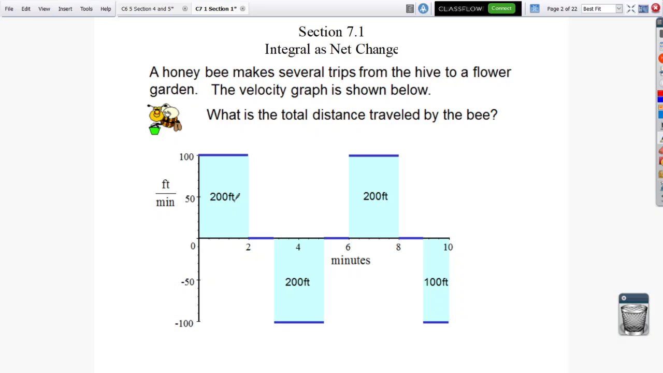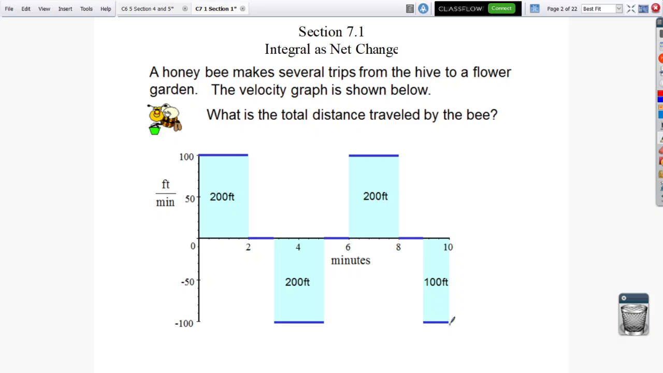So here in this example, I have a honeybee making several trips from the hive to a flower garden. This right here is the velocity graph. You can see the bee starts out traveling 100 feet per minute for 2 minutes. Then he takes a little bit of a break for 3 minutes. Then he travels at negative 100 feet per minute for another 2 minutes. Then he takes a break for another minute. Then he travels positive 100 feet per minute for another 2 minutes. And then takes another break for a minute, and then travels at negative 100 feet per minute for another minute.